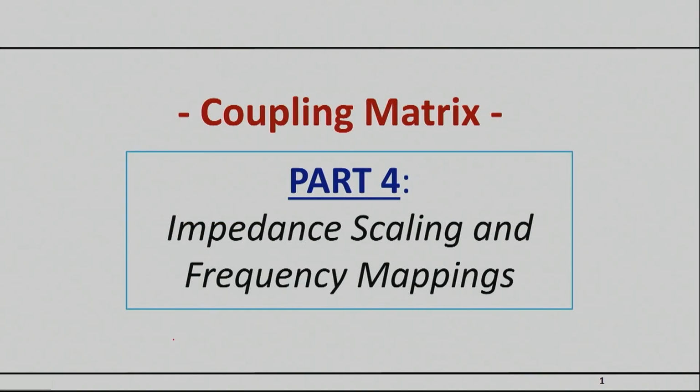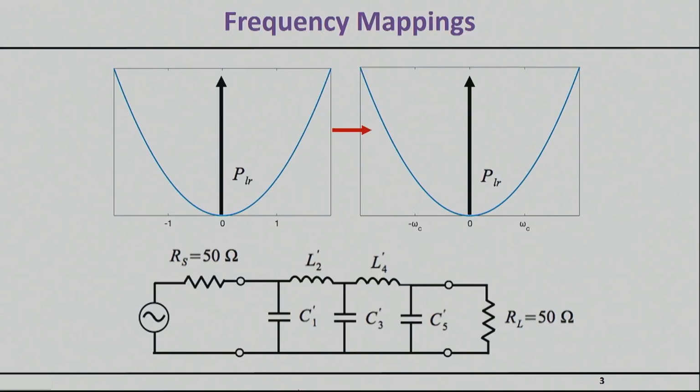All right, so in this next section, we're going to spend just a few minutes talking about two important steps in our design synthesis. One is the impedance scaling, which we have covered a little bit already, and the second part is frequency mapping. Essentially, the question we're trying to answer here is, once I have my normalized filter, how do I scale it for what I really want it to do? So first of all, let's talk about frequency mappings.